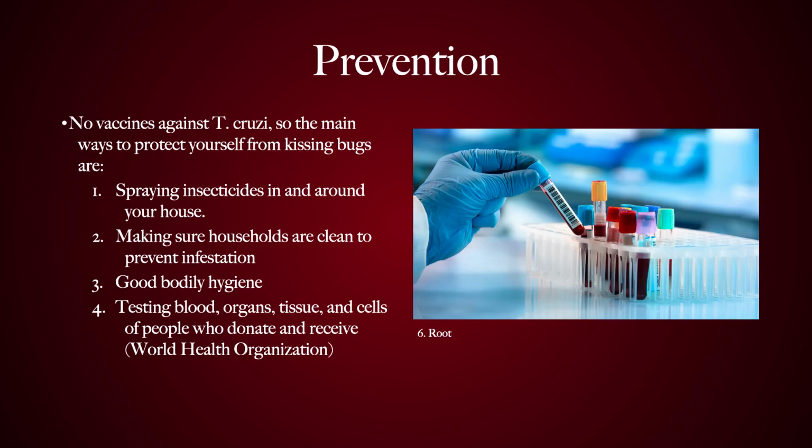Next is the prevention, and currently there are no vaccines for T. cruzi, so the main ways to protect yourself from kissing bugs are things like spraying insecticides in and around your house, making sure your house is clean to prevent infestation, and good bodily hygiene, and this leads back to places in Latin America that are more poor because they do not have resources to make those things happen. And lastly, to prevent it is testing the blood, organs, tissues, and cells of people who donate and receive those things. And that will overall prevent the spread of T. cruzi from donors.